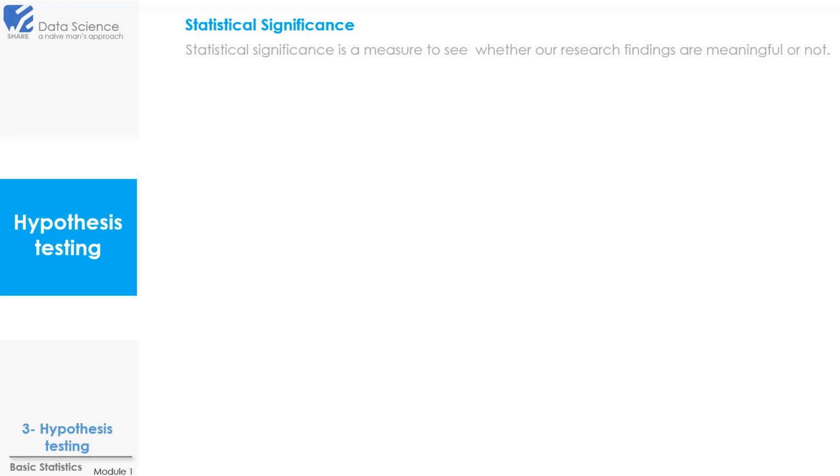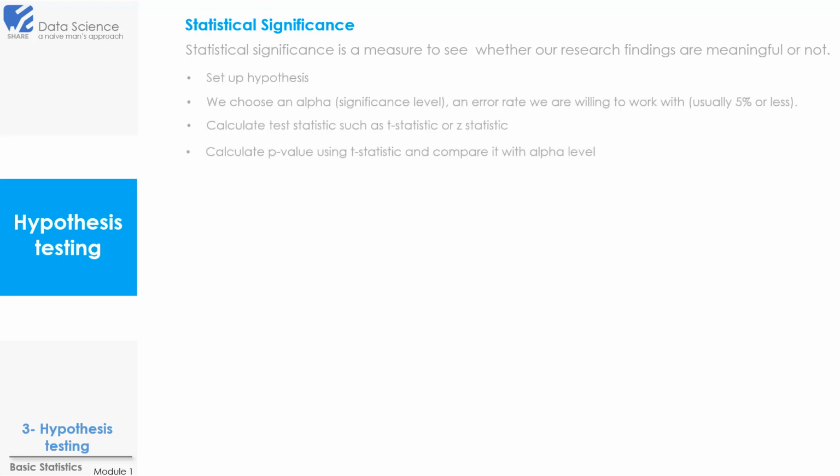Now, statistical significance is a measure to tell if our research findings are meaningful or not. So how do we decide this? We set up a hypothesis and then we choose an alpha level. Alpha level is the error rate with which we are willing to work. It is also called significance level. Usually it is 5%, but it depends on the problem at hand and can be decided accordingly. Now once we have decided our alpha level, then we calculate the test statistic such as T statistic or Z statistic. After that, we calculate p value using the T statistic and compare it with alpha level.